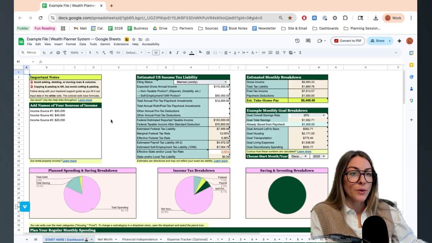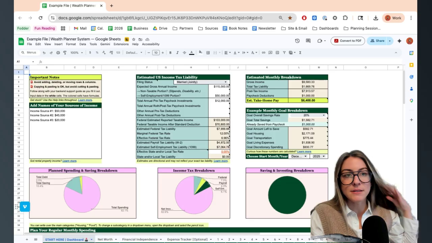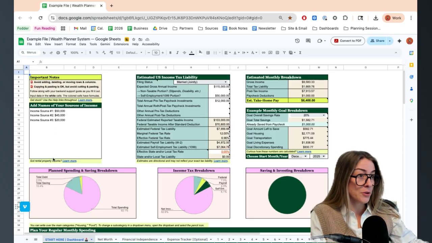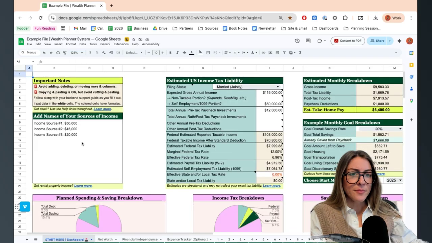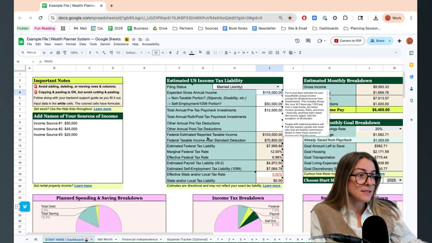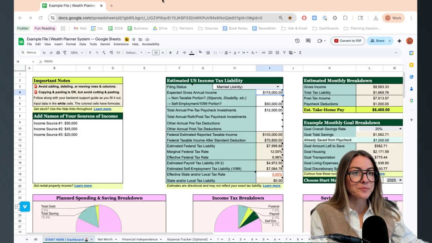So we start with income. This is like step number one. We have to understand what is coming in. So in the wealth planner, there's a place for you to actually name those sources of income. I'm just going to zoom in a little bit. I personally like to name the source of income and then put the amount that I'm expecting from it, because that helps me fill out this, which is the tax liability table. And I'll just add these up and go, okay, what am I expecting to bring in this year? What's the income that I think I'm going to see?